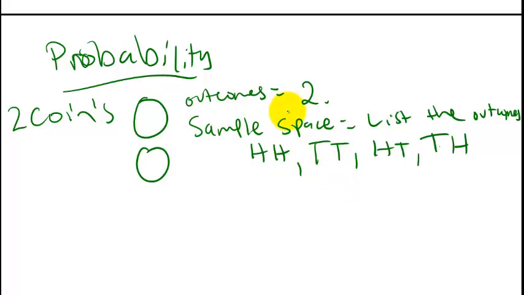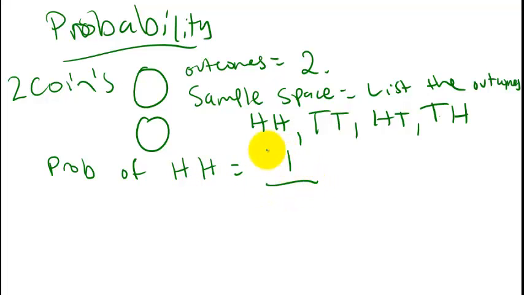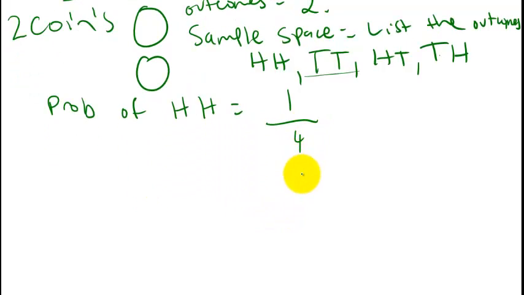Anyways, there are 4 outcomes. What's the probability of getting a head followed by a head? How many heads are there? Just one, out of how many outcomes altogether? 4. So there's a quarter chance of getting head, head.